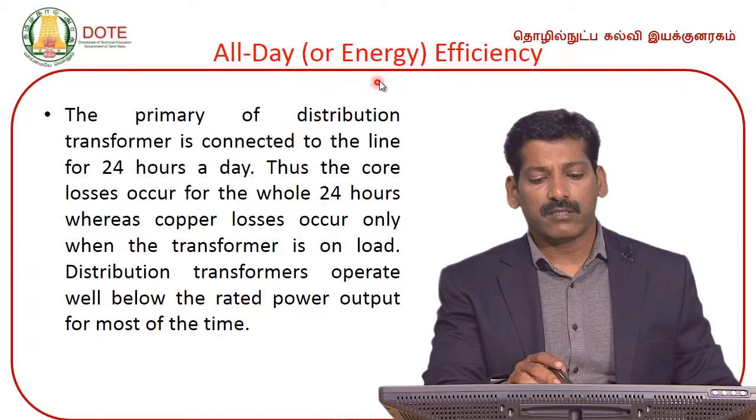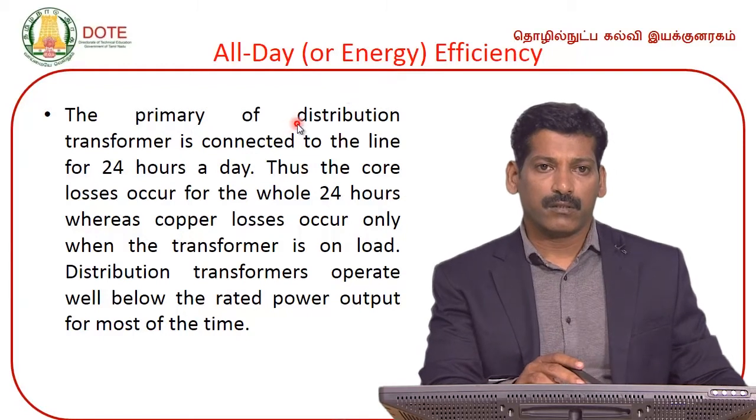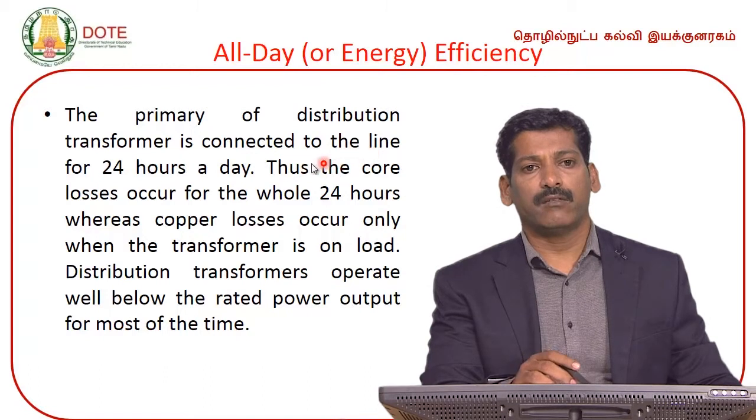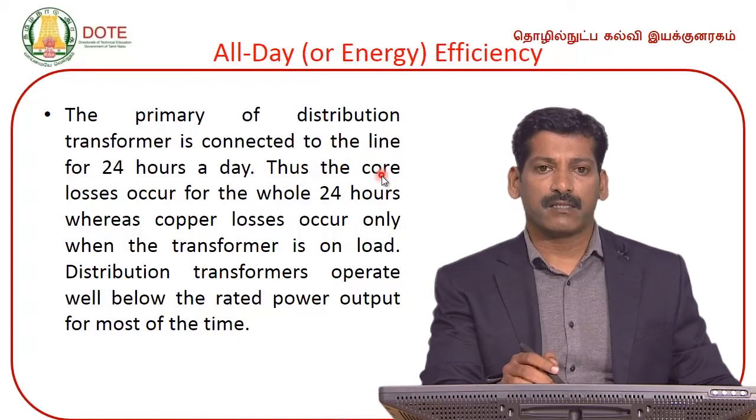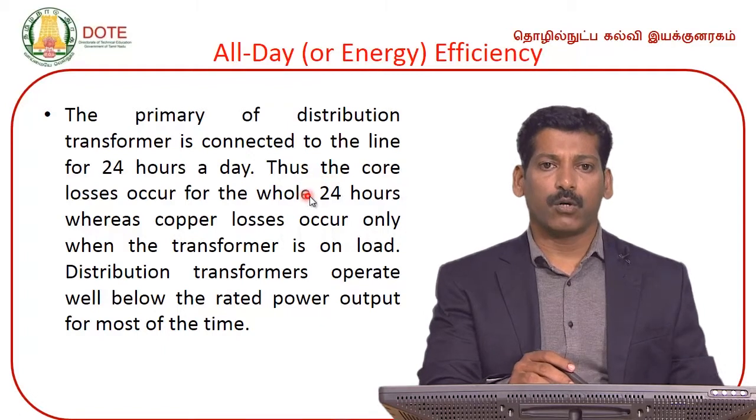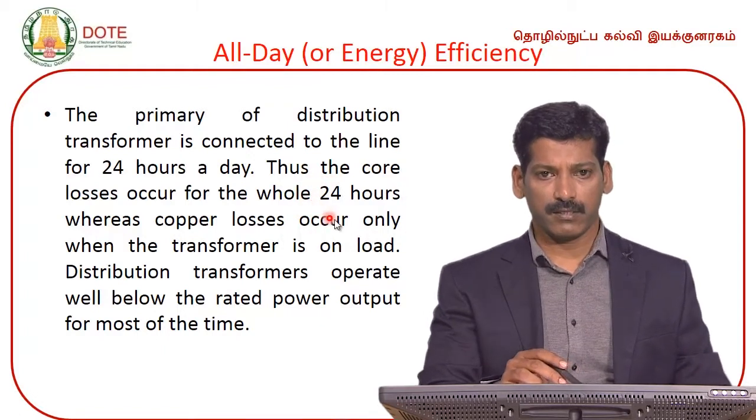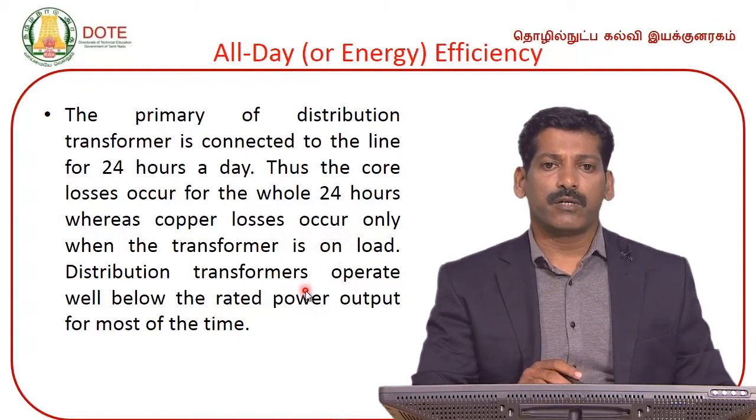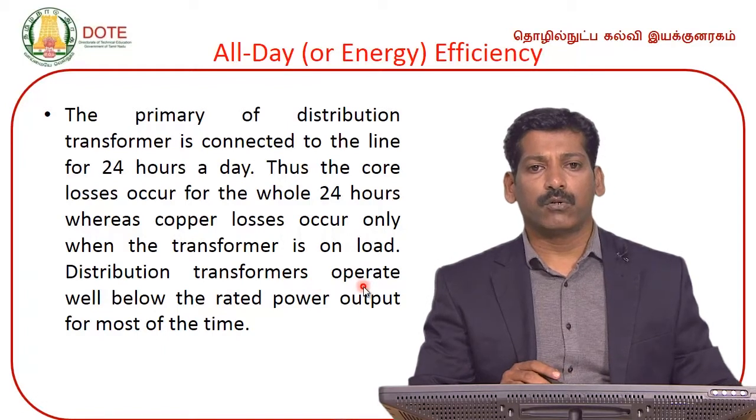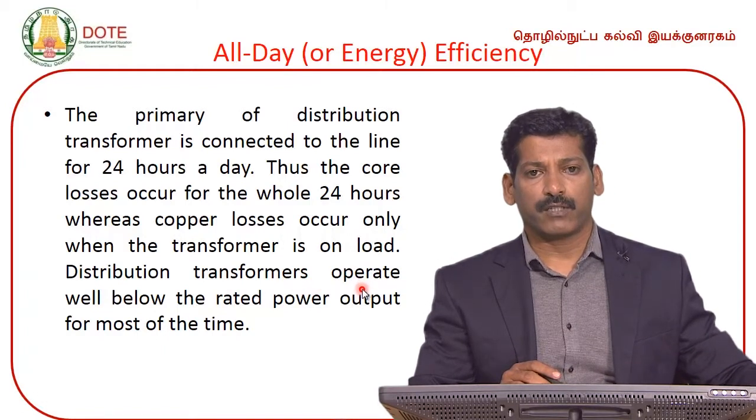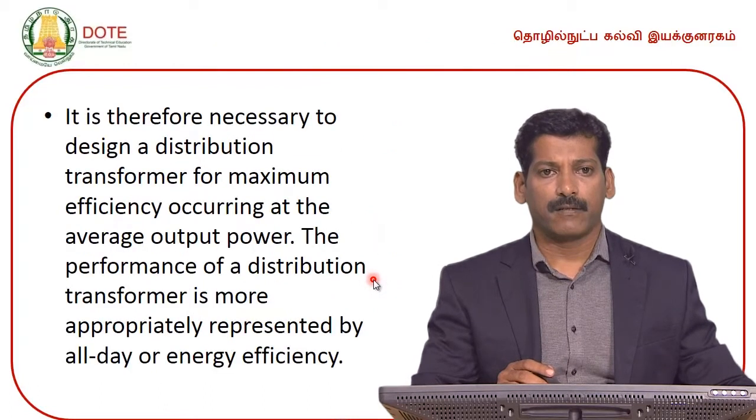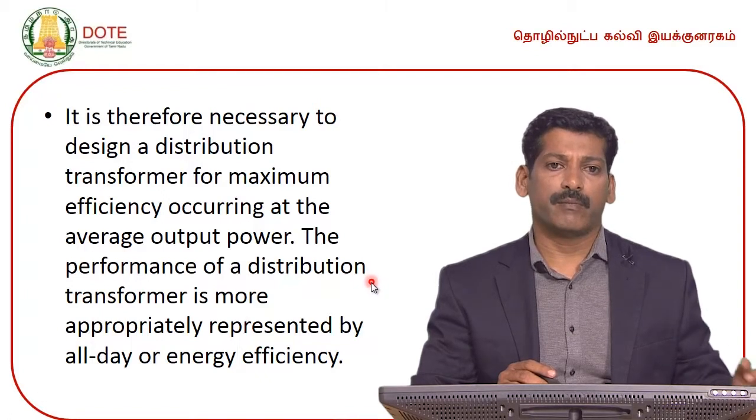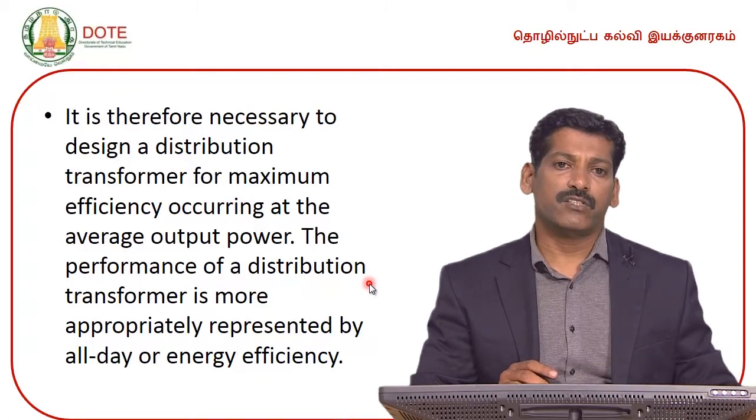All day or energy efficiency. This is one kind of efficiency. The primary of a distribution transformer is connected to the line for 24 hours a day. Thus, the core losses occur for the whole 24 hours, whereas the copper losses occur only when the transformer is on load. The distribution transformers operate well below the rated power output for most of the time. It is therefore necessary to design a distribution transformer for maximum efficiency occurring at the average output power.